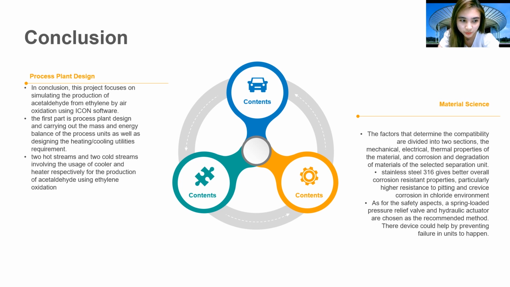For material science, the main factors are the mechanical, electrical and thermal properties of the material, and the corrosion and degradation of materials of the selected separation unit. We have chosen stainless steel 316 because it gives better overall corrosion resistant properties and has higher resistance to pitting and crevice corrosion in chloride environments. As for the safety aspect, the spring-loaded pressure relief valve and hydraulic actuator are chosen as the recommended methods.